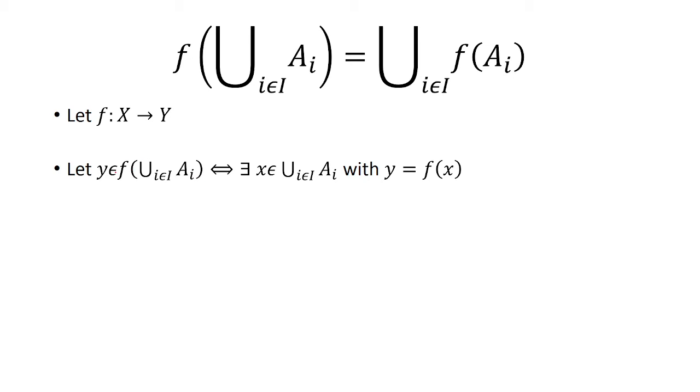So if y is an element of that, that means there has to be an x that is part of the union of these sets. So x has to be in here since y is in f of that. Okay, so we have y equaling f of x here. And so because x is in the union of all these sets, it has to be in one of those sets. And that x is defined that y is equal to f of x.